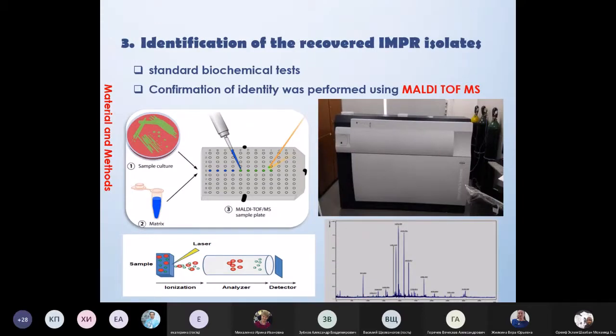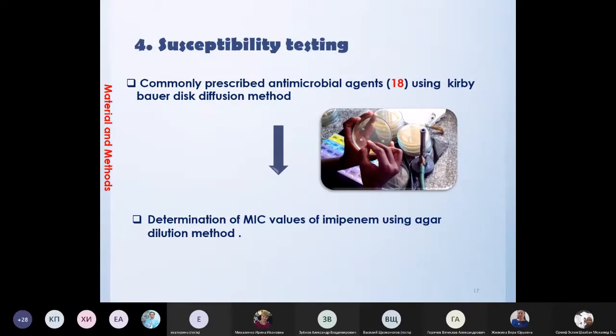We identified the recovered imipenem-resistant isolates by standard biochemical tests and confirmed the identity by MALDI-TOF mass spectroscopy. In MALDI-TOF mass spectroscopy, we culture the bacteria and put them in the instrument, and a laser beam is run, detecting the bacteria, and the chemical structure is identified by the mass spectrometer. After that, we made susceptibility tests using about 18 antibiotic discs by the disc diffusion method.